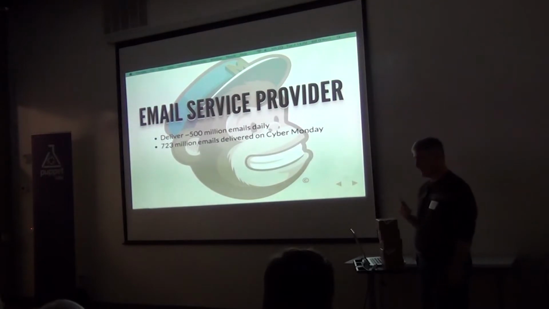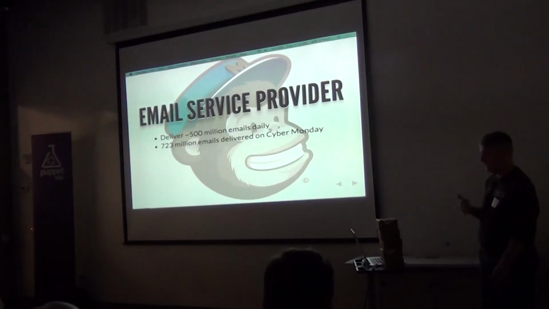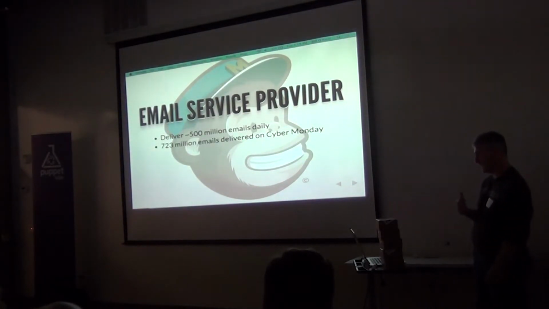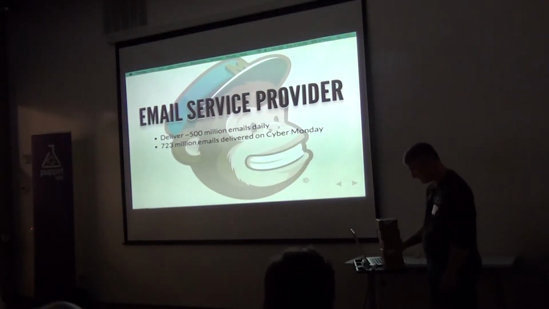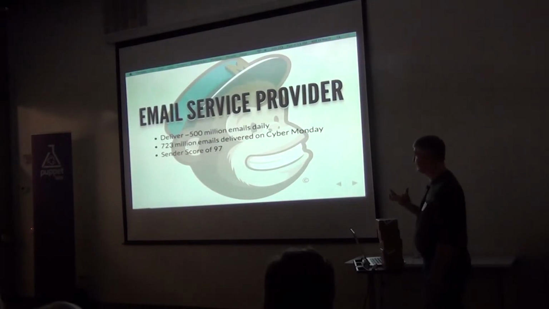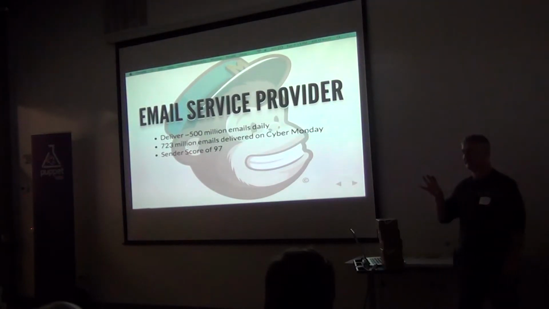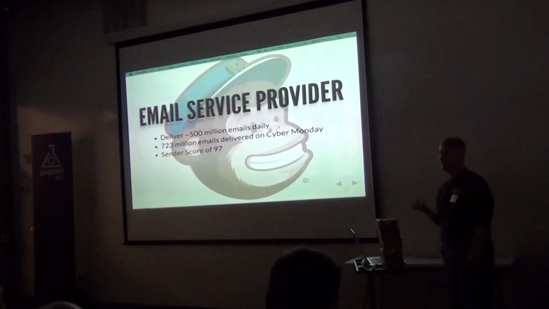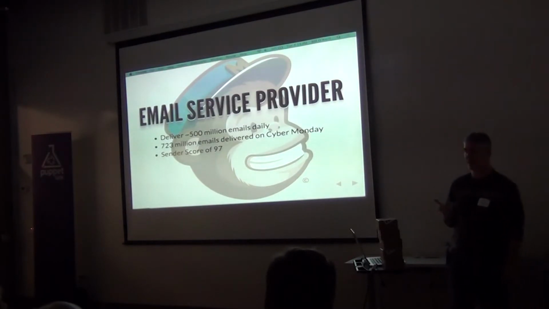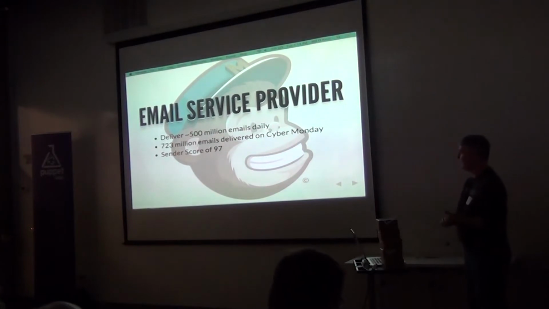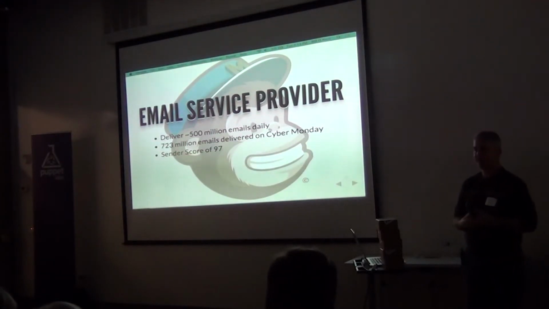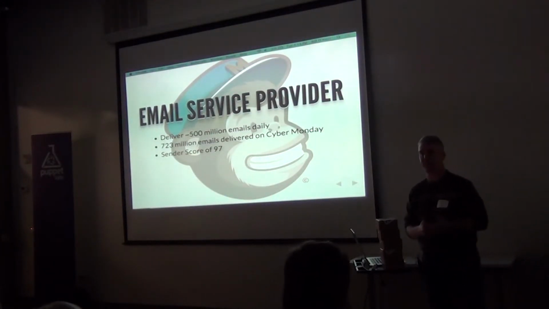On Cyber Monday this year, we delivered 723 million emails. I think at one point we're delivering 50 million emails an hour. And we have a sender score of 97. If you're not familiar with the email service world, the sender score is kind of like the credit score of how well you do delivery. It's up to 100. And it's the likelihood of, if you're sending an email through us, how likely is it going to get into somebody's mailbox.